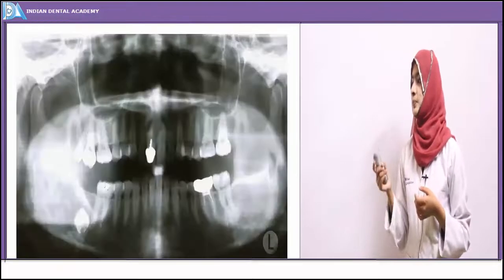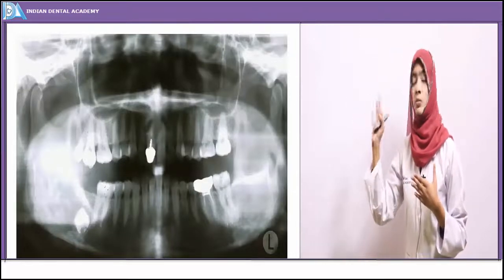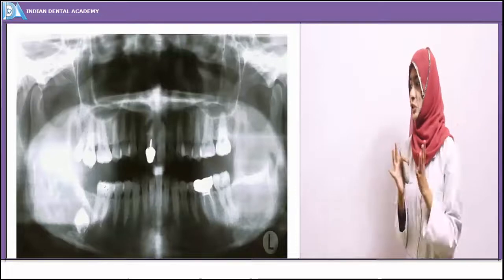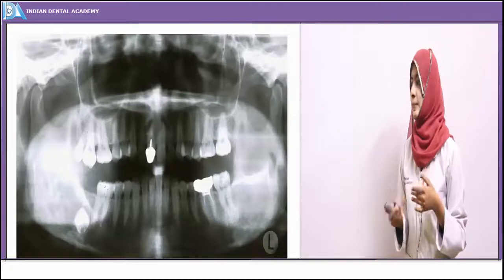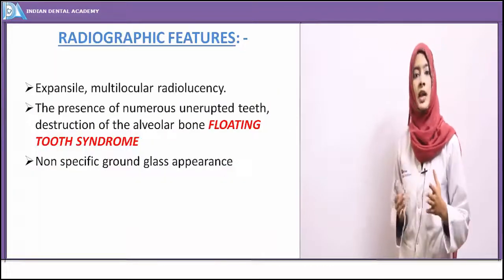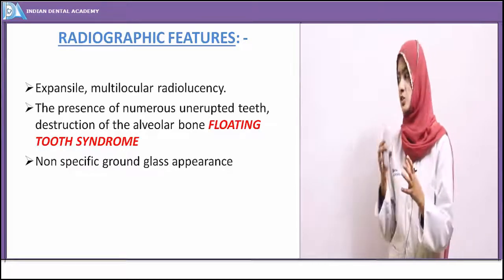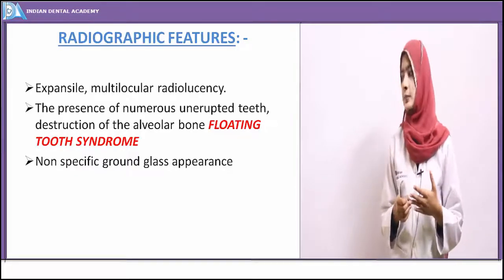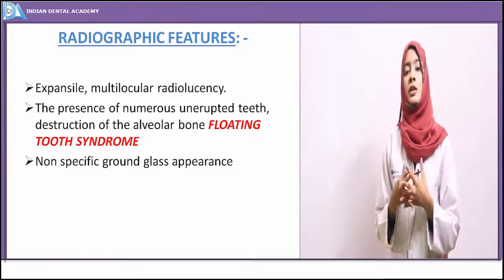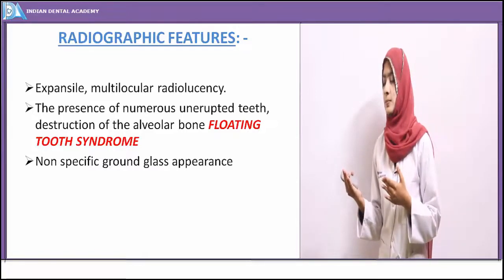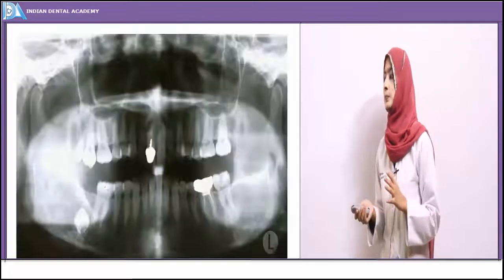So here in the radiological picture, OPG, you can see the maxilla. It appears more radiolucent and larger in size when compared to the mandible. Radiographically, we have seen that cherubism patients show floating tooth syndrome because there is destruction of bone and presence of numerous unerupted teeth. Because of the fibrous nature of the lesion, cherubism patients present a ground glass appearance similar to that seen in fibrous dysplasia.